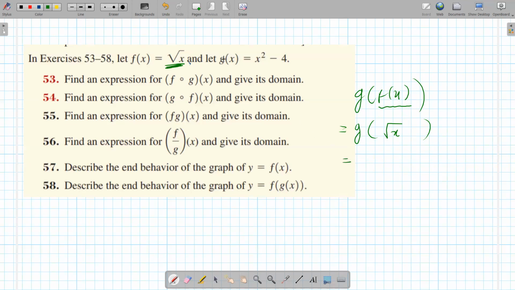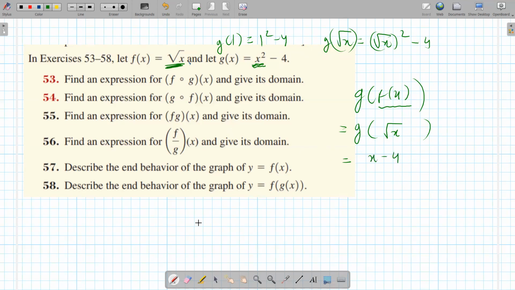Step two, now look at this. g of x is x squared minus 4. What is g of 1? Wouldn't it just be 1 squared minus 4? So what would g of square root of x be? You replace this x with what's in the bracket. So it's square root of x, squared, minus 4. Okay, yeah. So that means we get x minus 4.